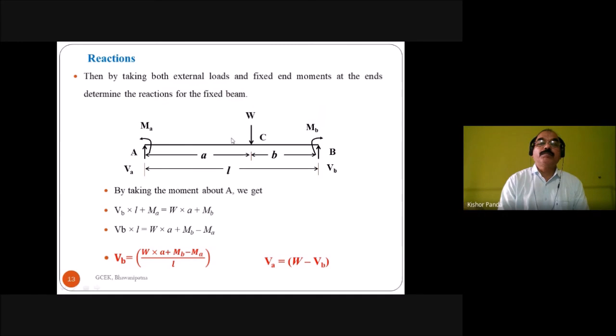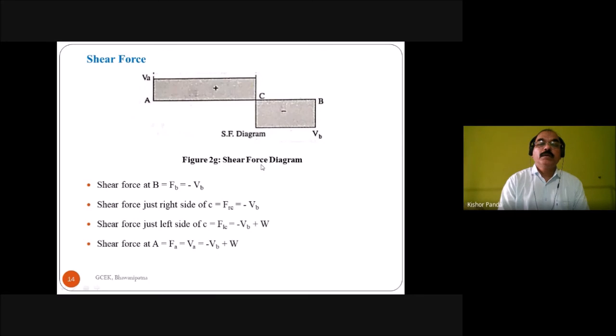Then what is the shear force just left side of C? Because when you are considering the left side of C, you have to include this load, W. This is a downward force, so this is your plus W. Minus VB plus W is the shear force left side of C.